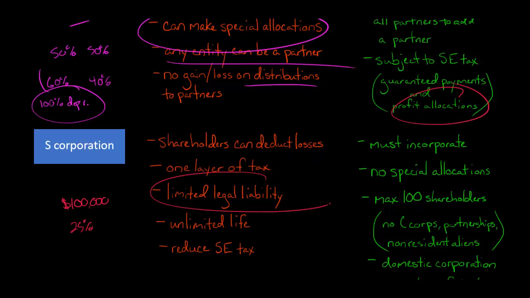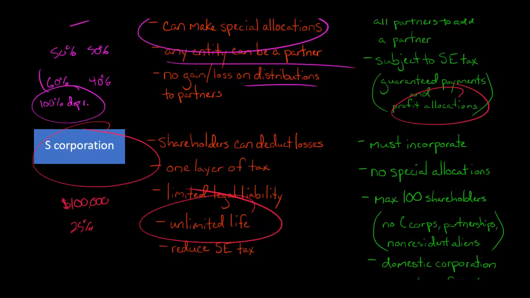Now you have limited legal liability. Okay, if the business does something bad and people go and sue the S corporation, they can't come after like the house, the personal assets of the shareholders in the S corporation. Okay, so there's limited legal liability. That's one of the nice things about a corporation, an S corporation or a C corporation. And also similar to a C corporation, any type of corporation has unlimited life.